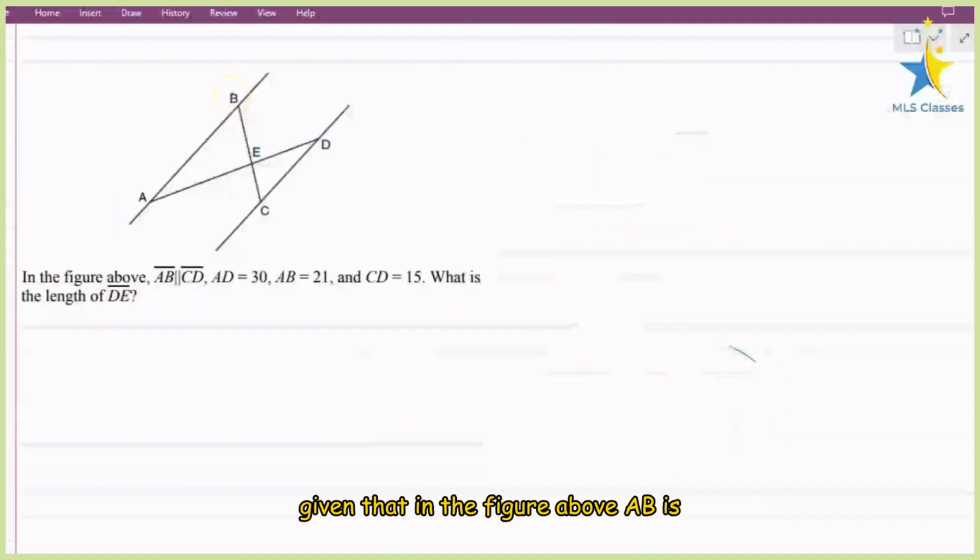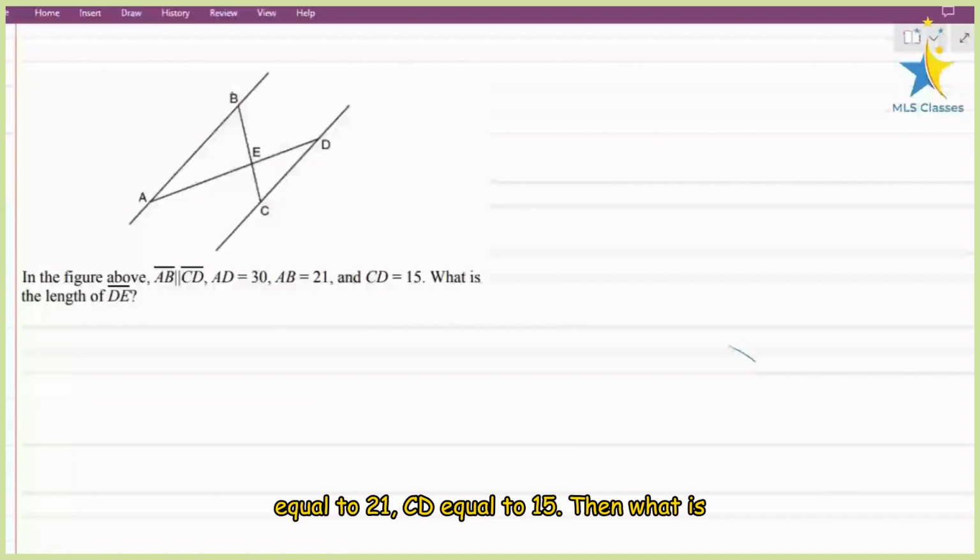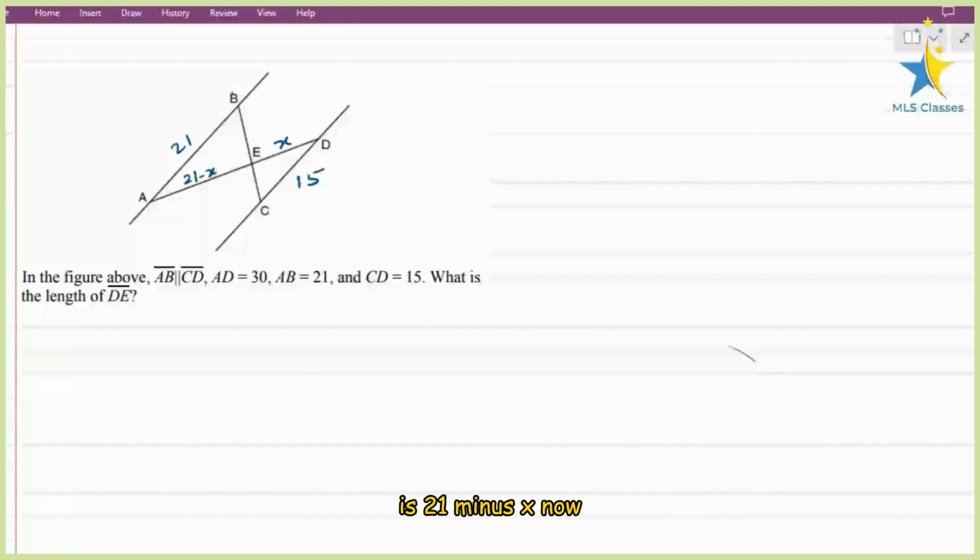In this question it is given that in the figure above, AB is parallel to CD, AD is equal to 30, AB equal to 21, CD equal to 15. Then what is the length of DE? We need to find this length. Suppose this is x, and what is given to us? AD is given, that is 30, AB is 21 and CD is 15. So length AE is 21 and ED is x, then we can say this is 21 minus x.